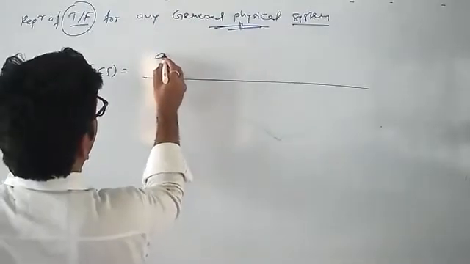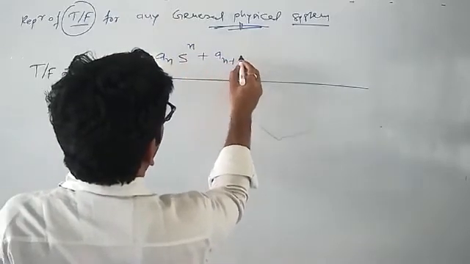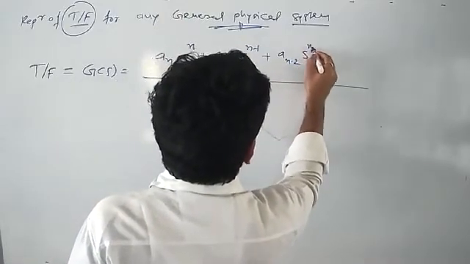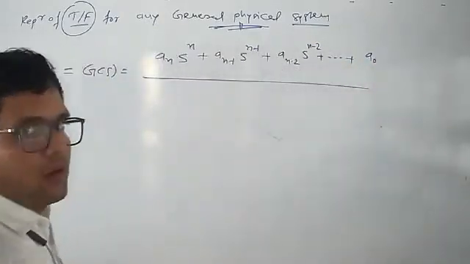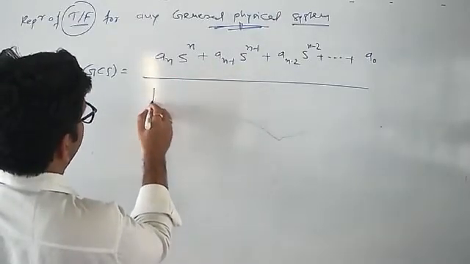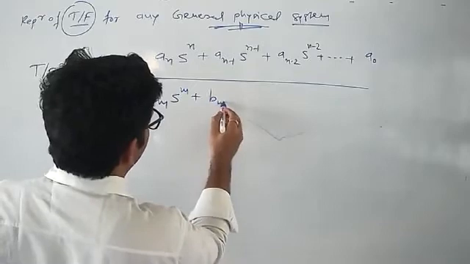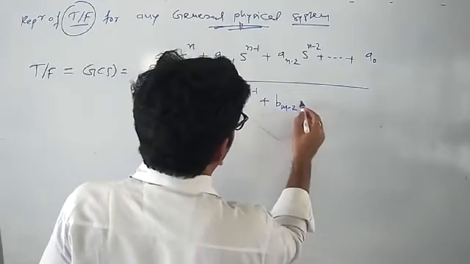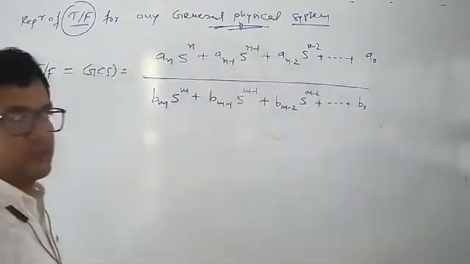So here we are having a_n s to the power n plus a_(n-1) s to the power n minus 1 plus a_(n-2) s to the power n minus 2 plus so on, plus here we are having a naught. In the same way, in the denominator we will have another polynomial function, which is indicated by this equation: b_m s to the power m plus b_(m-1) s to the power m minus 1 plus b_(m-2) s to the power m minus 2 plus so on. Finally we are having b naught.